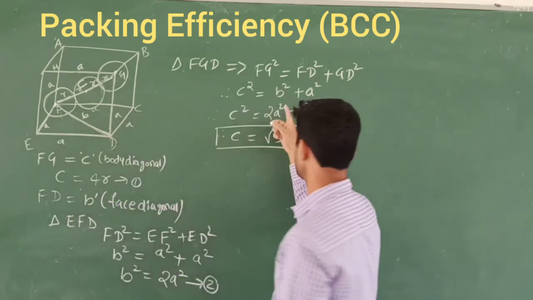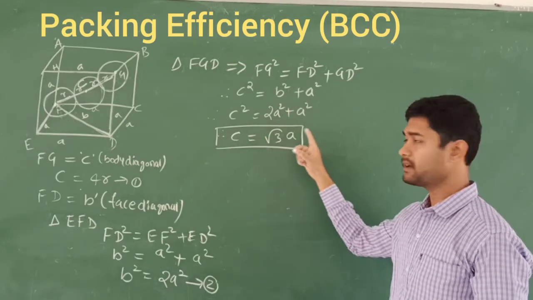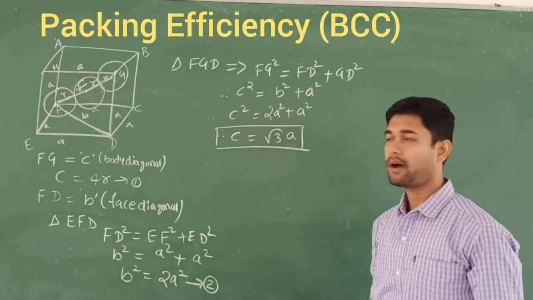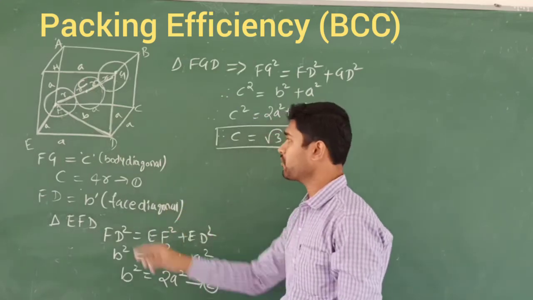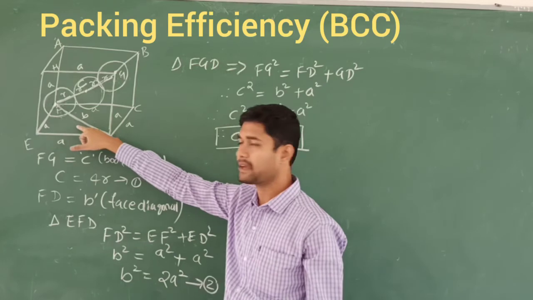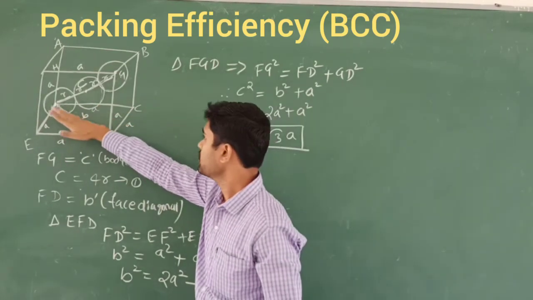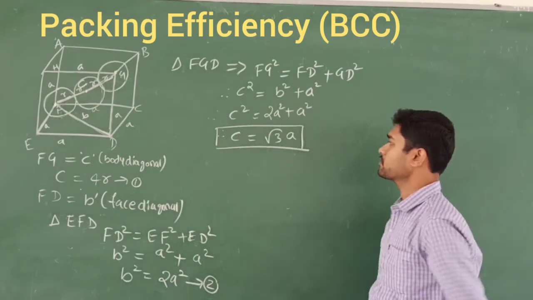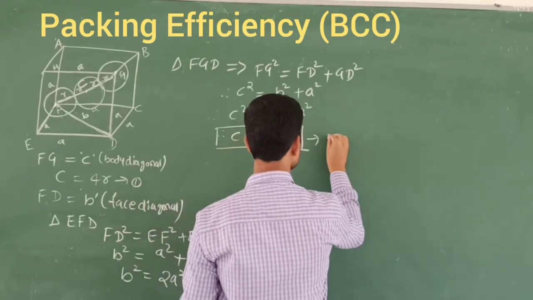How did I get this? B square is equal to 2a square plus a square, so c square is equal to 3a square. In order to remove the square from this c, that becomes root 3a. So now I got this as the body diagonal. Now it is completed. If I take only this EFD triangle, it is not completed, because I have taken only the face diagonal. So in order to get the body diagonal, I am going to consider this triangle. So now I got c is equal to root 3a, and I am going to call this equation 3.